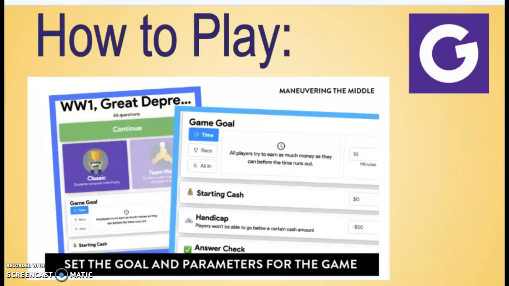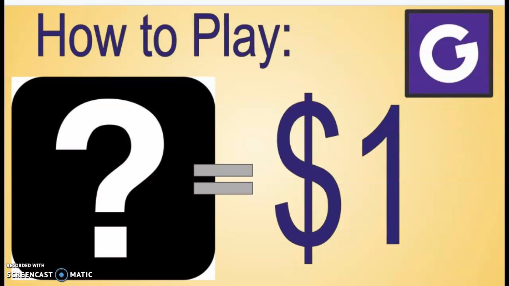But basically, and I'll go back to the slide in a second, every time they answer a question, they earn $1. So they get a question right, they earn $1. Another question right, they earn another $1. So then they'd have $2. If they get the question wrong, they'll lose $1. So they can get in the negative here.